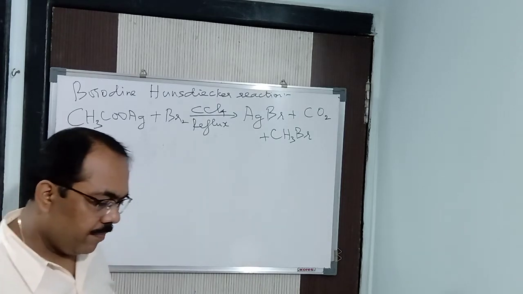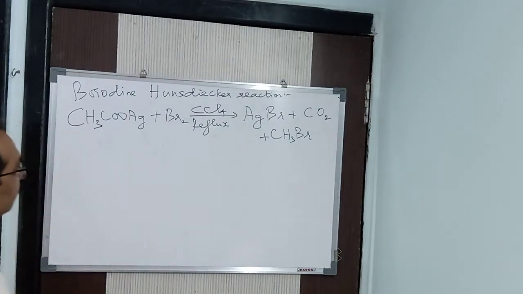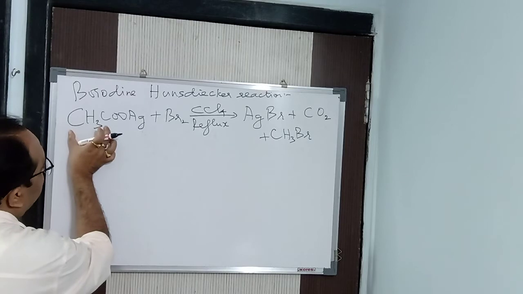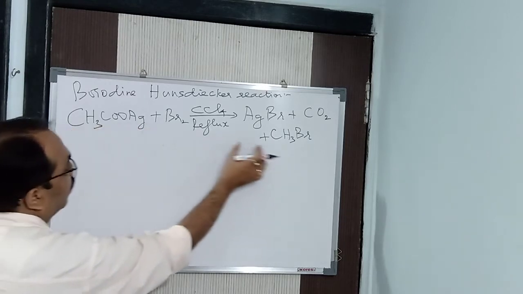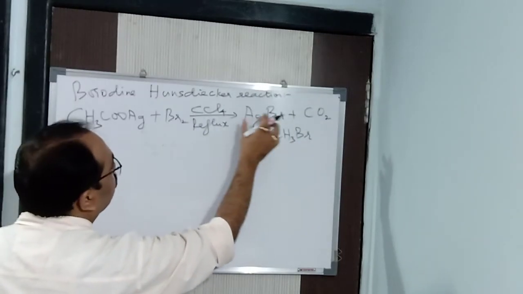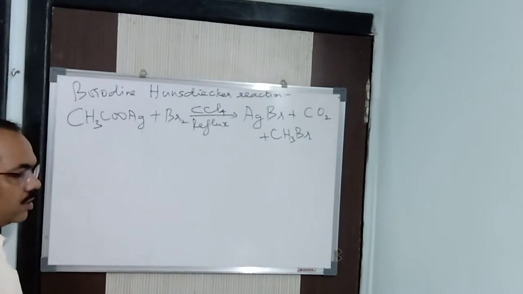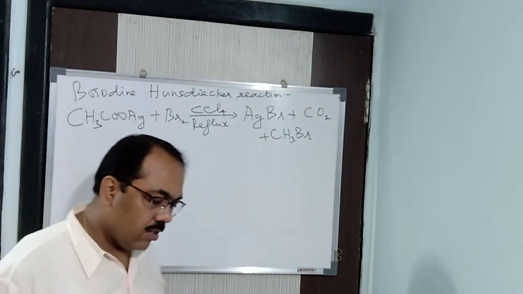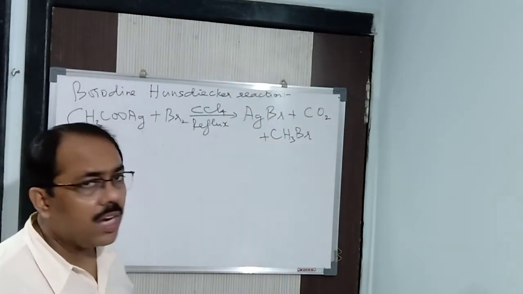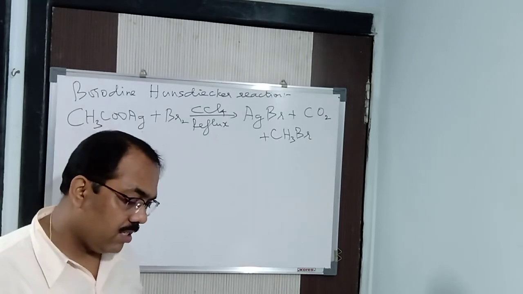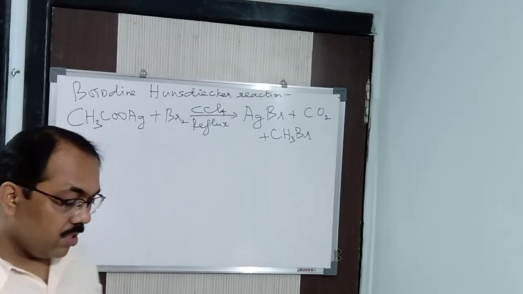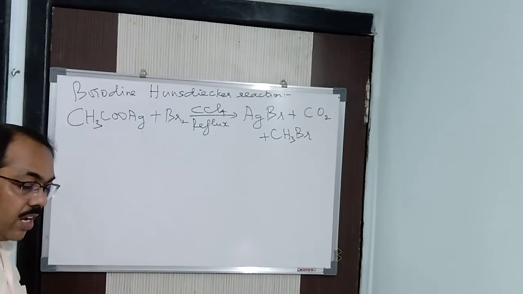Alright, fine. This is called the Borodin-Hunsdiecker reaction. If you take a C6H5 group, you will be getting C6H5Br plus AgBr plus CO2. The secondary products will be the same. Instead of CH3Br I will be getting C6H5Br. So in this way we are getting it.